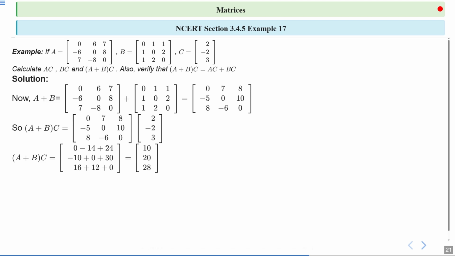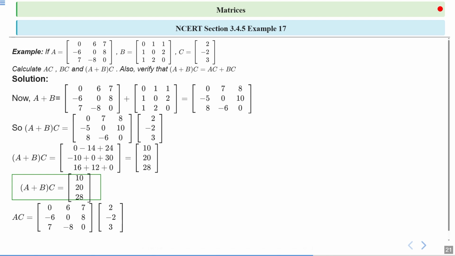So (A plus B) into C will be equal to 0 minus 14 plus 24, minus 10 plus 0 plus 30, 16 plus 12 plus 0, which is equal to 10, 20 and 28. So we know that (A plus B) into C is equal to 10, 20 and 28.